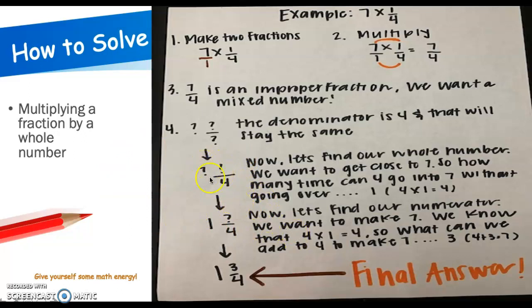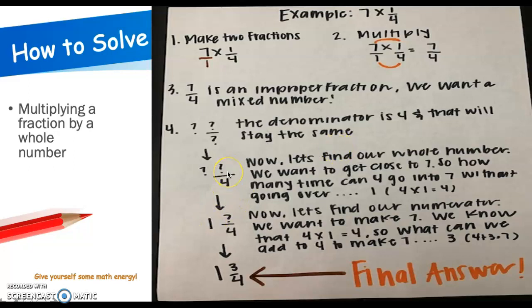Now comes the issue of we've got to find our whole number and our numerator, okay? So to find our whole number, we want to get close to this 7 without going over. That is when we multiply. So what can we multiply by 4 that will give us close to 7 without going over? Well, that answer is 1. We know that 4 times 1 is 4. So whatever number you multiply this number by, that now becomes your new whole number, okay?